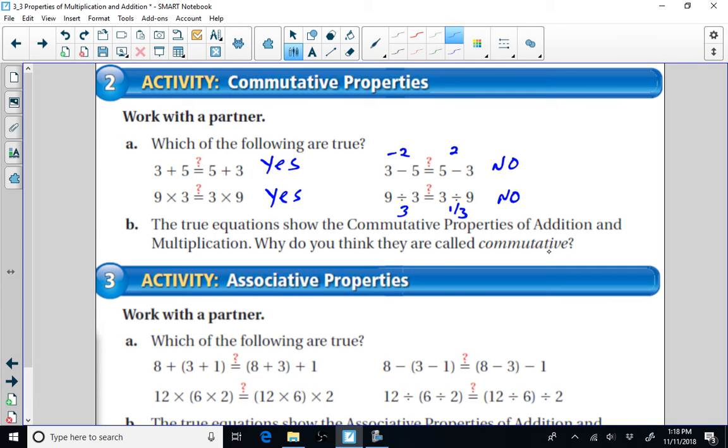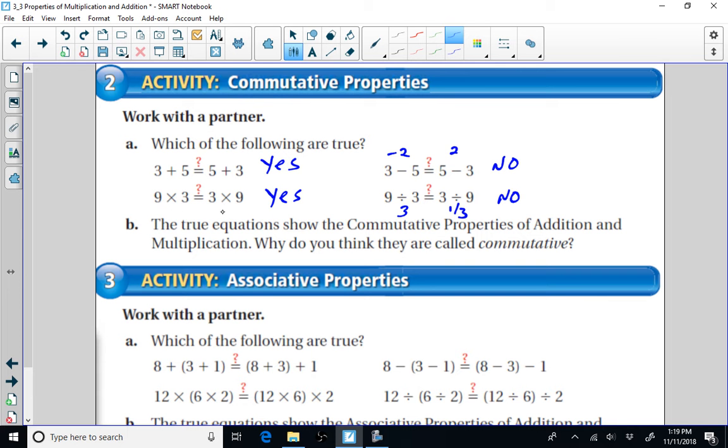Why do you think they're called the commutative properties? Well, they're called the commutative properties because notice that the numbers actually move. The order changes with the commutative property. 3 was first, and then 5 was second, and then 5 was the first number, and 3 was the second number. The order of the addends changed, and when the order of the addends changes and you get a true statement, that's an example of the commutative property.